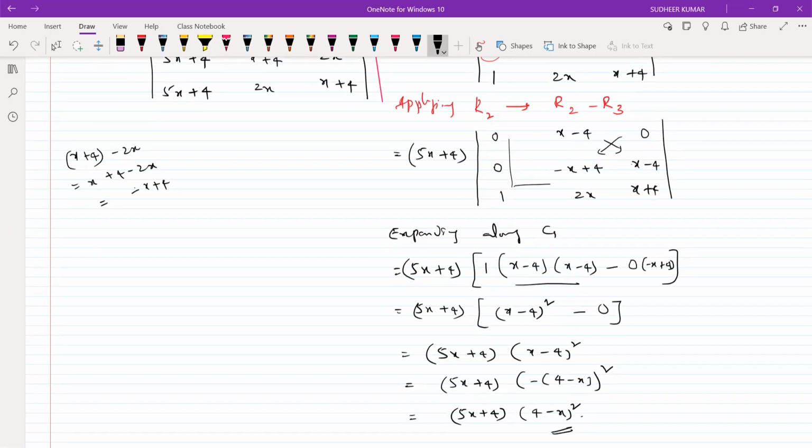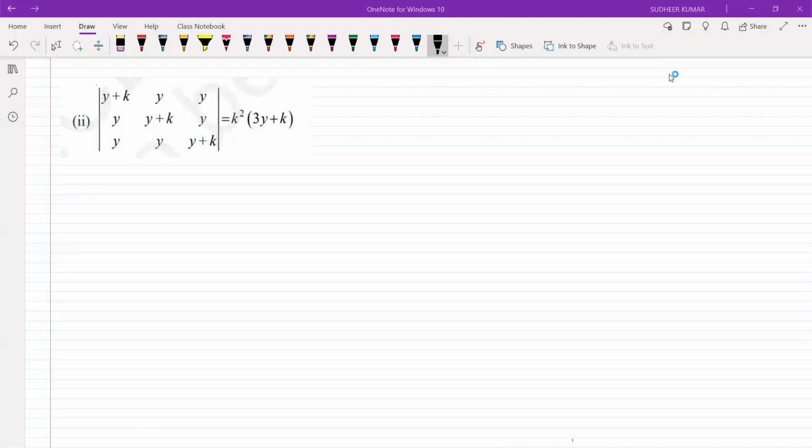That's it now. Do you understand it? Yes, sir. Right, so we'll go to the next one. What shall we do? What idea did you get by seeing that? R1 plus R2 plus R3, sir. That's it. R1 plus R2 plus R3, or C1 plus C2 plus C3, whatever it is. If you apply the operation, we should get the 3y plus k format. If you get that idea, you will get the answer easily.